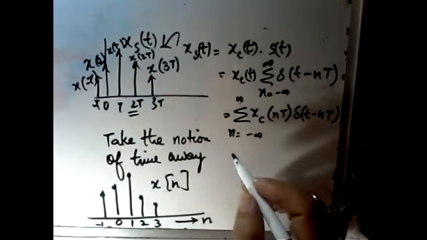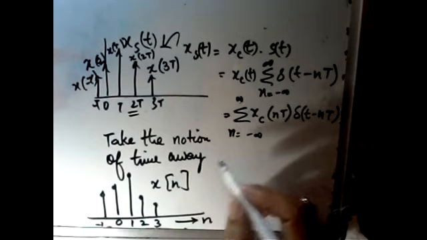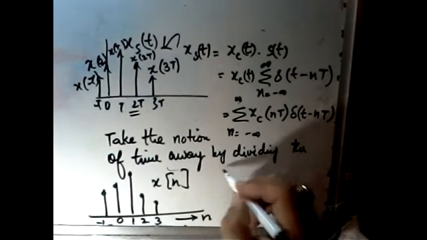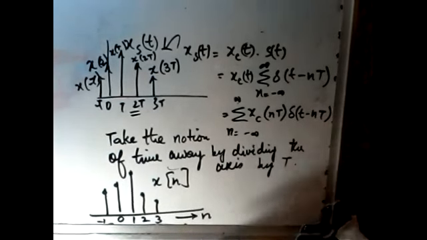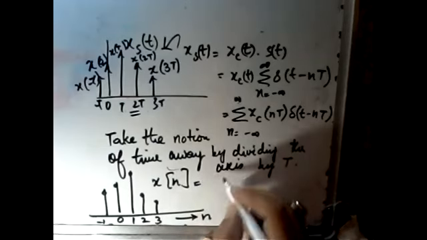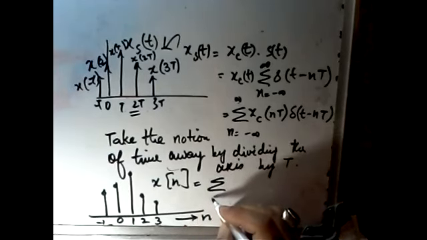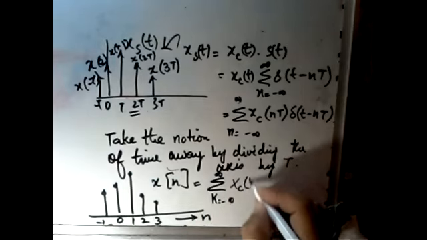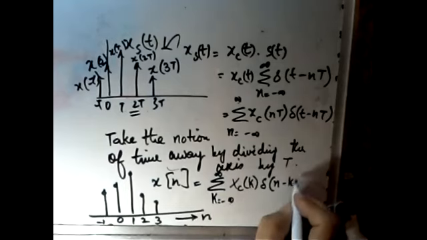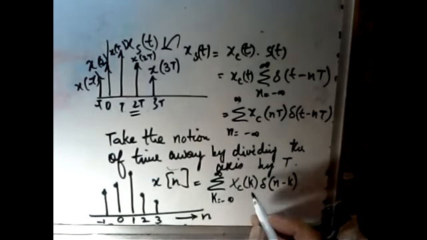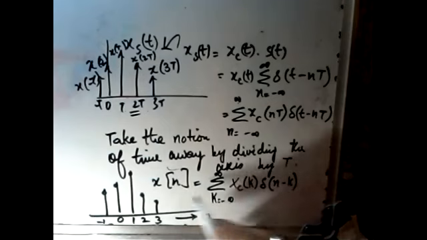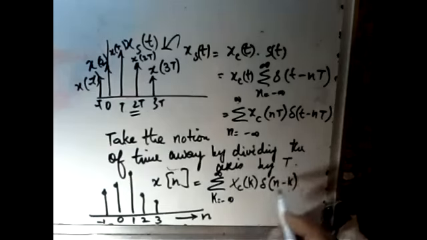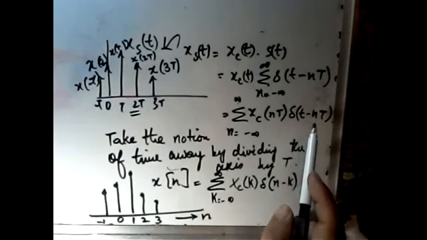Now once you take the notion of time away and divide by capital T, by dividing the axis by capital T, what we get is x of n, which is summation k equal to minus infinity to infinity xc of kT delta of n minus k. And what it is, is the sum of weighted shifted impulses, right? Just as we used to say for x of n, that it's a sum of weighted shifted impulses, similarly we get these weights with delta of n minus k. In the equation above, we have replaced n by k.